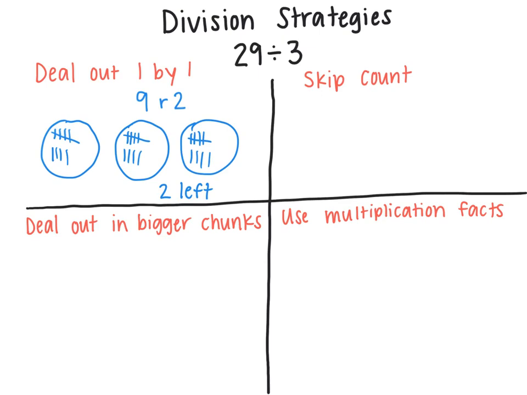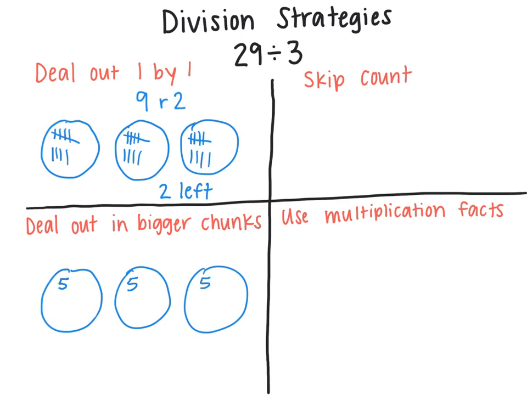Now, you might do a strategy that is similar to this, and it's called deal out in bigger chunks. So instead of going 1 by 1 by 1, we're going to do it in chunks. So once again, I'm going to make 3 circles, which stand for the 3 that I am dividing by. So now I need to figure out 29 divided by 3. Now I might know that I can definitely do 5s. So if I put a 5 here, a 5 here, and a 5 here, that adds up to 15.